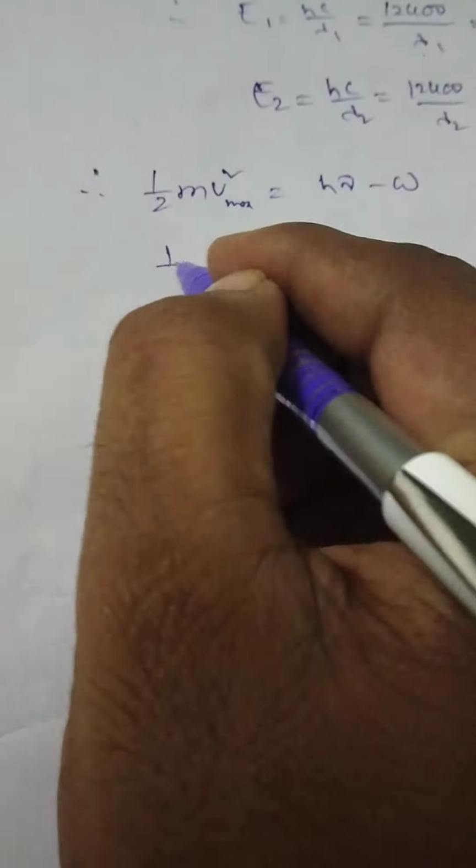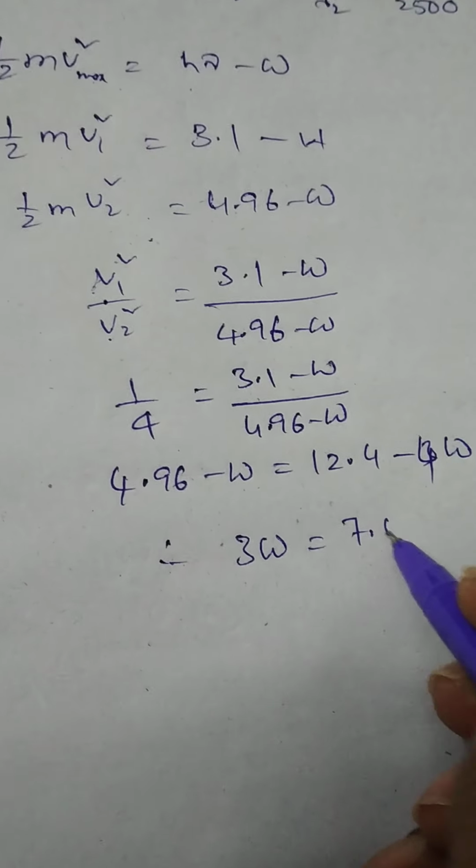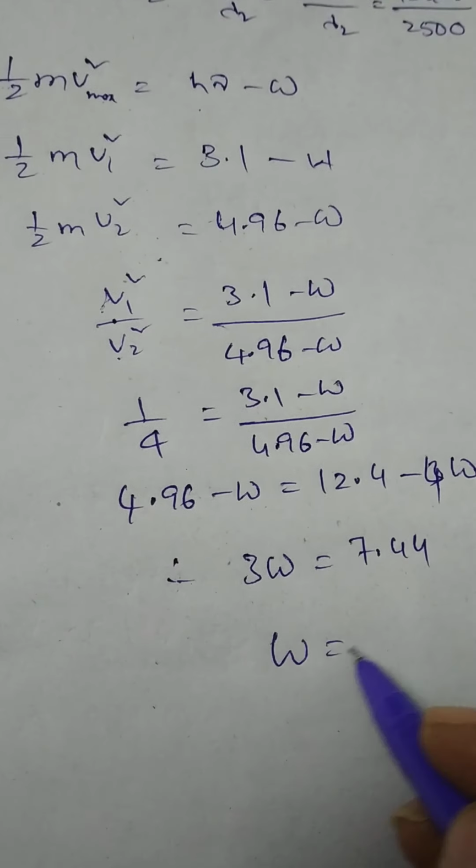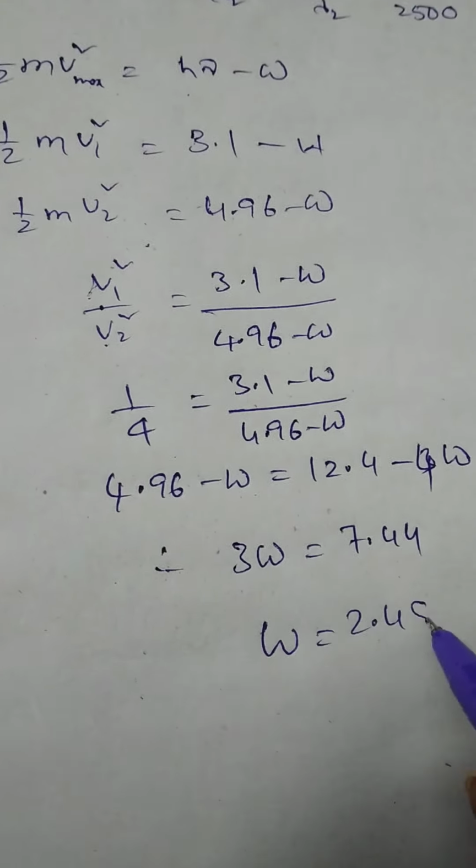Cross multiplying these two, 4.96 minus w is equal to 12.4 minus 4w. On solving it, 3w is equal to 7.44 and w is equal to 2.48 electron volts. This is the work function of the photometal.